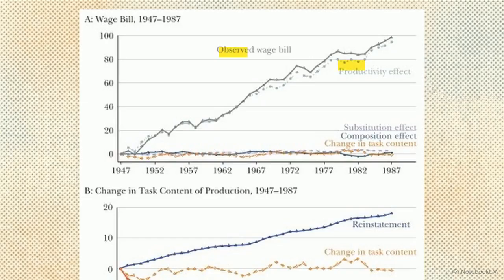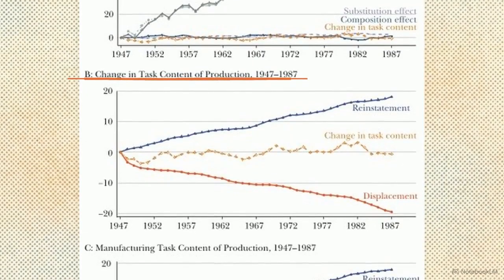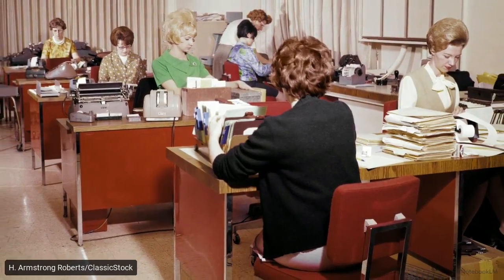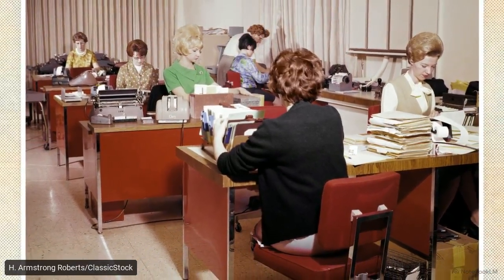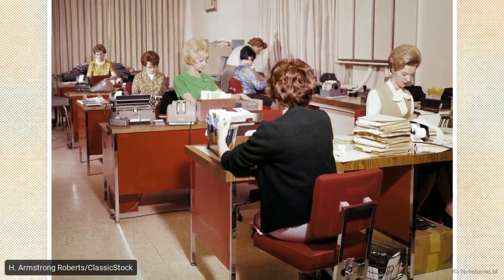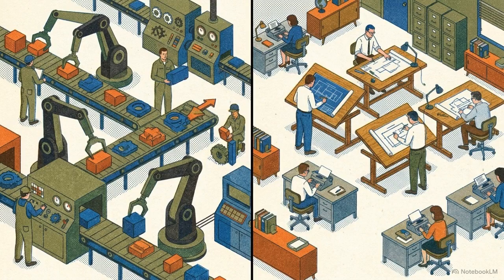From 1947 to 1987, the wage bill and productivity climbed together. To understand why, we isolate shifts in task content. Despite massive automation, the red line showing worker displacement is perfectly offset by the rising blue line representing new task creation. That blue reinstatement line tracks the massive creation of clerical and engineering roles that rapidly absorbed displaced workers. From 1947 to 1987, technology consistently reinvented labor's purpose, maintaining a perfectly balanced task content of production.